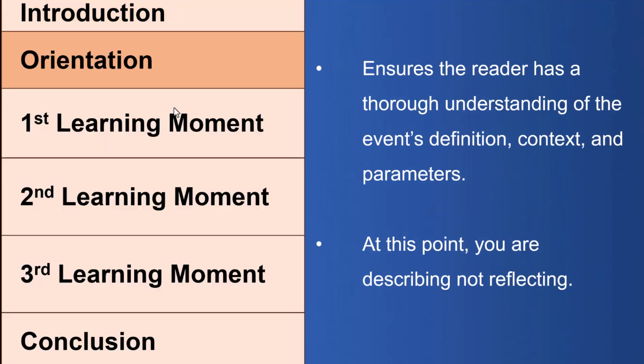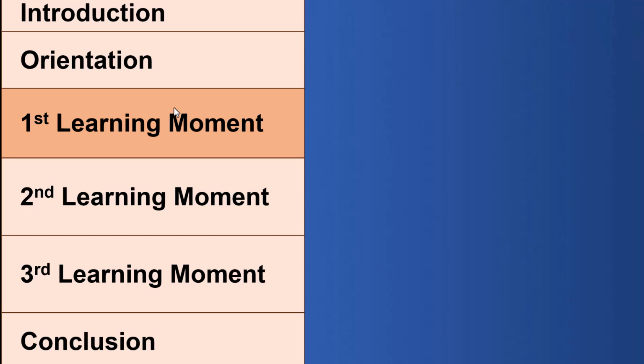The next section, so after your 1-paragraph introduction, you'll want to also write a 1-paragraph orientation, which goes a little bit deeper into making sure the reader understands the context of the experience. So if you're going on an internship, here's where you'll explain what the internship was, where it was, how long it took, and so on. So the reader has a good understanding of what they're reading about. Then we move on to discussing key learning moments that you had during the experience.